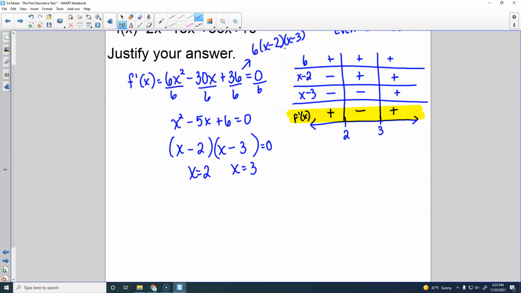Okay? So if here we have a positive, that tells me the original function was increasing, all right? And then decreasing, and then increasing again.